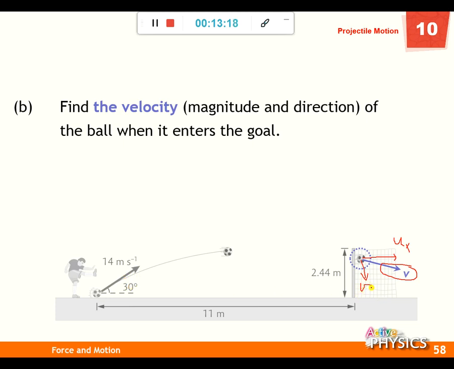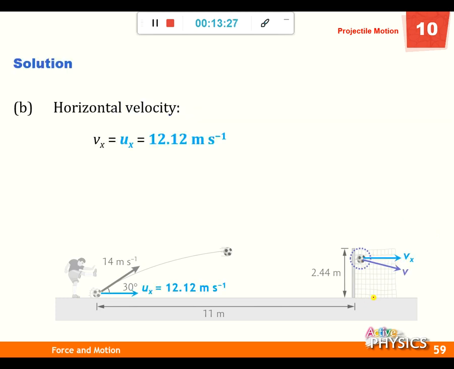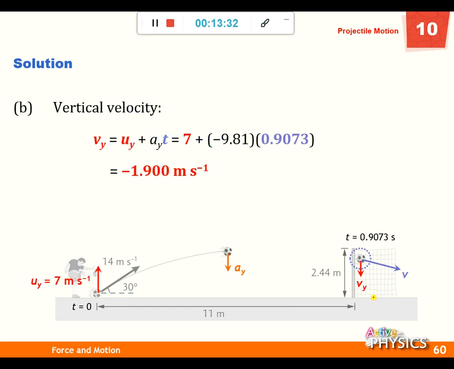How about vy? I should say that vx is ux, okay? How about vy? You should calculate it using the formula. Vx should be ux, and vy should be u plus at. Pay attention, a should be negative. After calculation it should be negative, of course. If vy is negative, it means that the final velocity is pointing downward, lower than the horizontal one. Okay, 1.9.